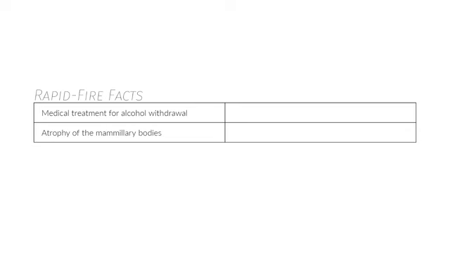All right, so we have a couple of rapid fire facts here. Medical treatment for alcohol withdrawal, benzodiazepines is the answer there. And then next we have atrophy of the mammillary bodies, so that's going to be seen in Wernicke's encephalopathy and Korsakoff syndrome.